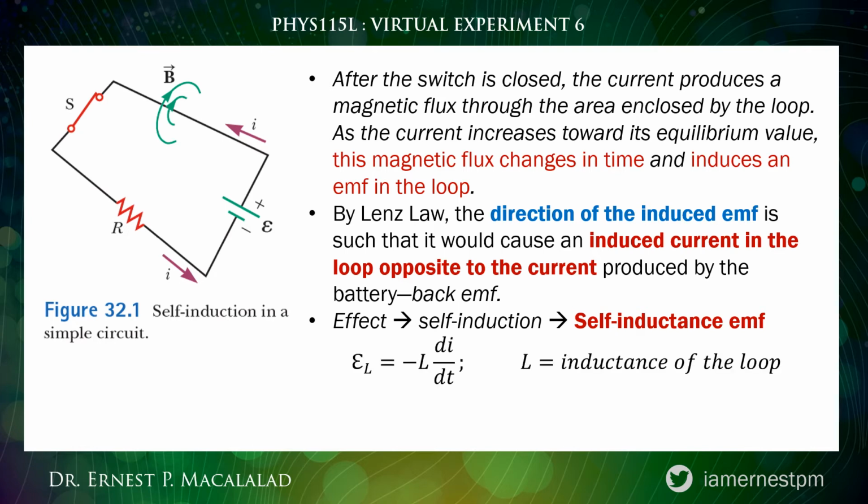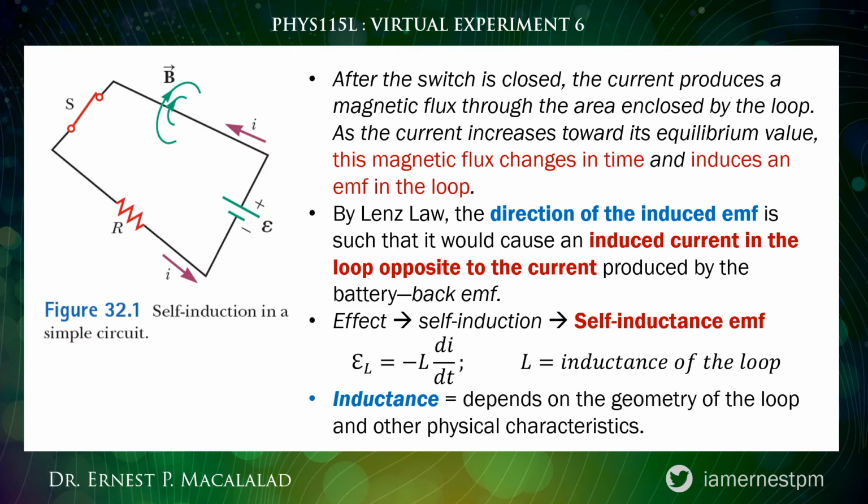It is given by this equation, where EL is the self-induced EMF, and that is equal to negative L times the derivative of I with respect to time, where L is what we call the inductance of the loop. This inductance of the loop depends on the geometry of the loop and other physical characteristics, similar to resistance. If you have a loop, we can calculate its inductance based on its geometry and other physical characteristics, just like the resistance of a resistor. The SI unit of inductance is called the Henry, wherein 1 Henry is equal to 1 volt-second per ampere, as noticed in this equation.